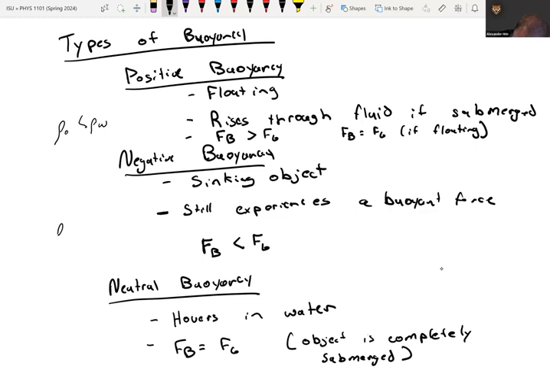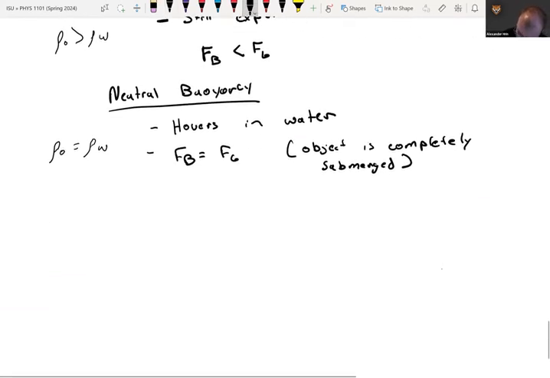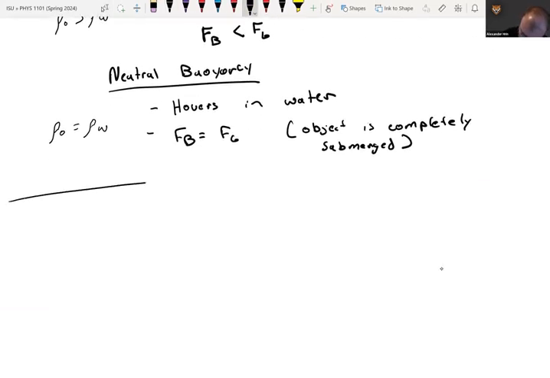For negative buoyancy, the density of the object is greater than the density of water. And for neutral buoyancy, the density of the object is equal to the density of water. Okay, so those are the density considerations of the objects experiencing different types of buoyancy. Now, what I want to do is a quick derivation of the buoyant force.